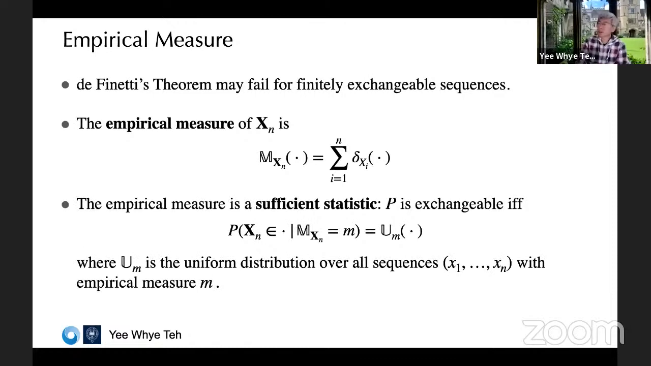And it turns out that the empirical measure is what's known as a sufficient statistic. In other words, a joint distribution P over x1 to xn, over our sequence of length n, is exchangeable if and only if the conditional distribution of our sequence x1 to xn, conditioned on it having an empirical measure M, is given by the uniform distribution over all sequences x1 to xn with the same empirical measure M.